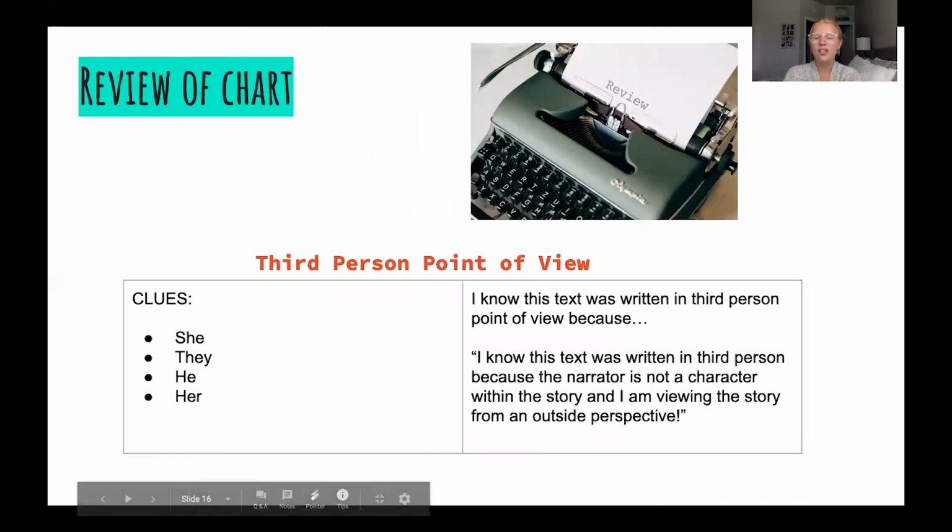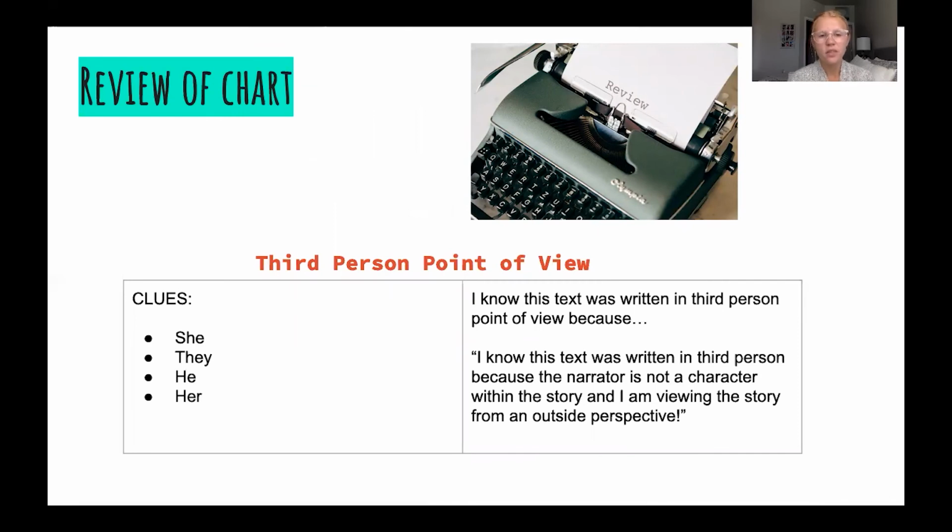Review of chart. We have a third person point of view. The clue words that were present in the text were she, they, he, and her. Hopefully you guys were able to notice these clue words that were present in the text and were able to write these words down into your chart.